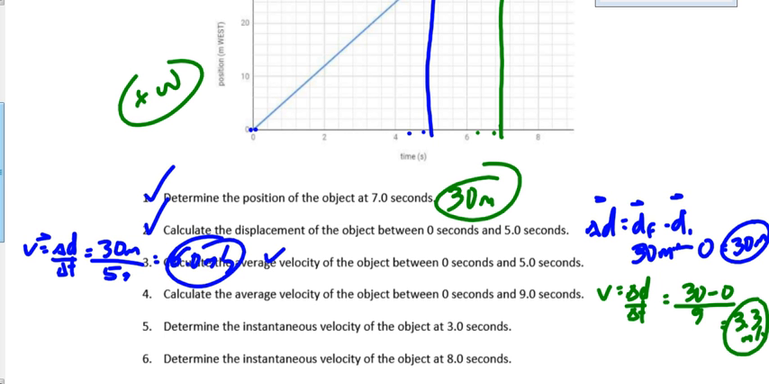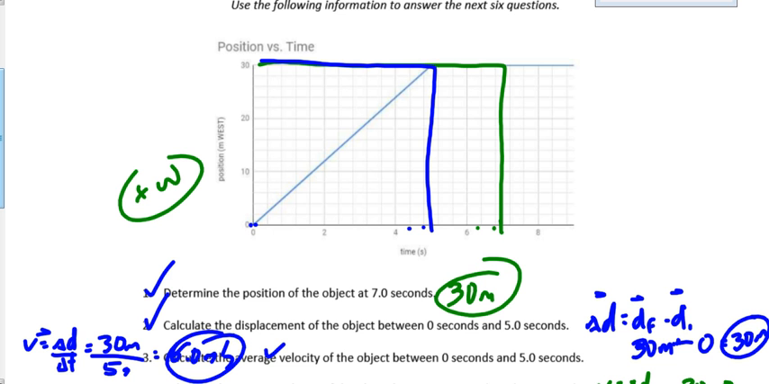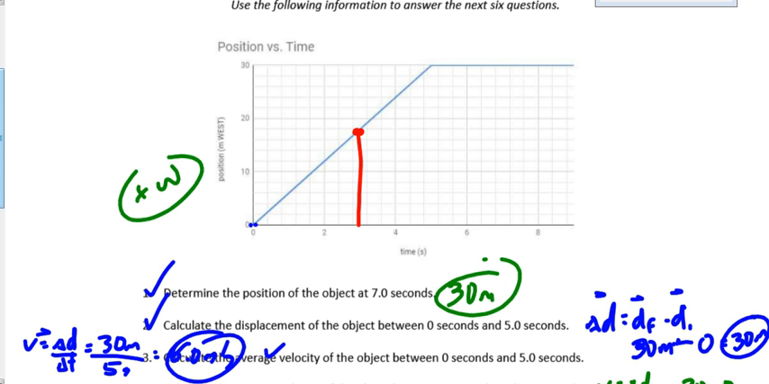Now, 5 is a little tricky. The instantaneous velocity at 3 seconds. What's the velocity right here? I can tell you right now, do not go up and over. The other tricky thing about this is that we said the instantaneous velocity is the same as the average when it's a straight line. There's two straight lines here. But we already know the average velocity of the first straight line from question number 3 was 6 meters per second.